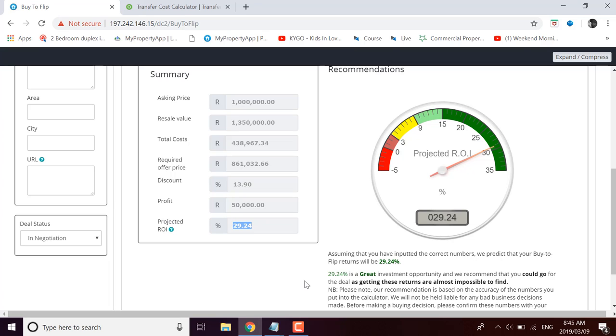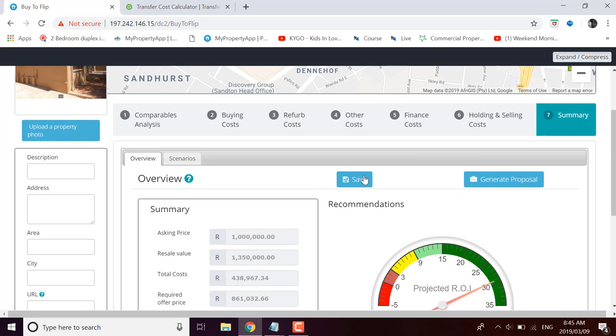So essentially what this app is doing, and I know it might seem a bit confusing, it's taking all the input you've given it and said, if you want to achieve this profit with the input you've given it, your offer needs to be 861,000. That's what's going to guarantee you a profit of 50,000 Rand. And if you make a profit of 50,000 Rand, assuming you've paid off all your expenses, you will be left with a return on investment of 29.24%. From there you can save or generate an investment proposal and try and raise the funding.